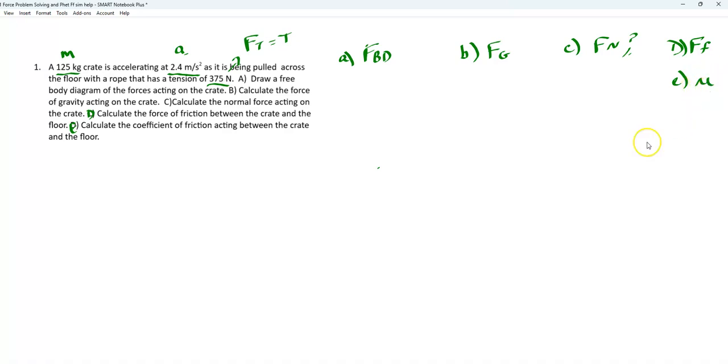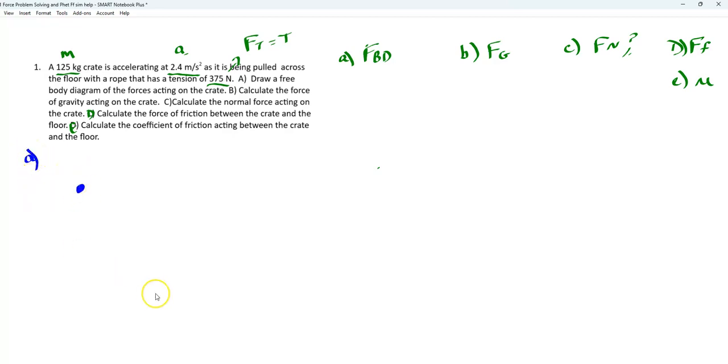Okay, so it doesn't always have to ask you those things. It might skip a couple steps along the way and say, okay, calculate the coefficient of friction. You would have to do these other steps along the way. So again, we're going to draw our picture.